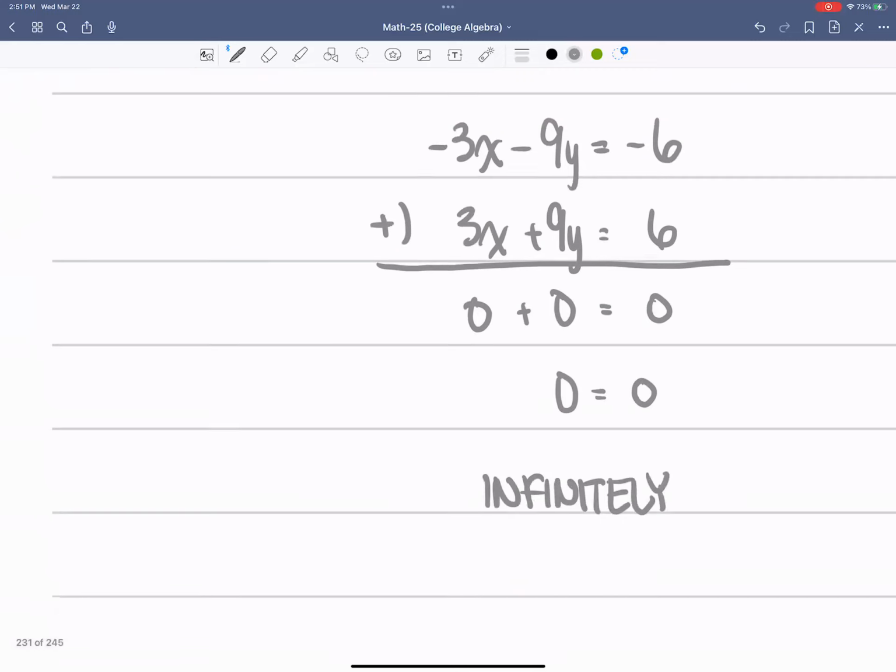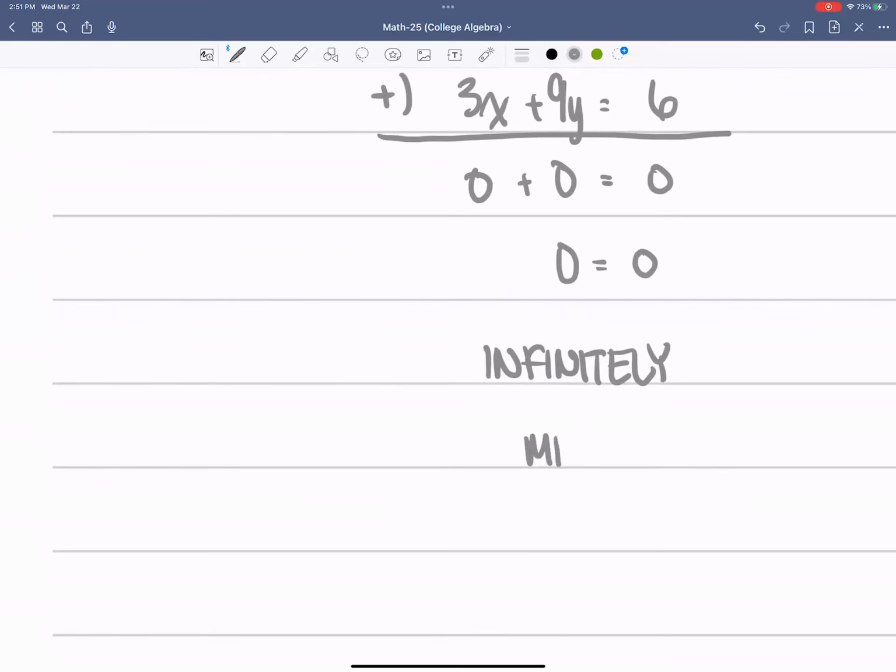So infinitely many solutions. Or let's see what the book calls it. Yes, infinitely many solutions, but this isn't the way we actually write our solution out.